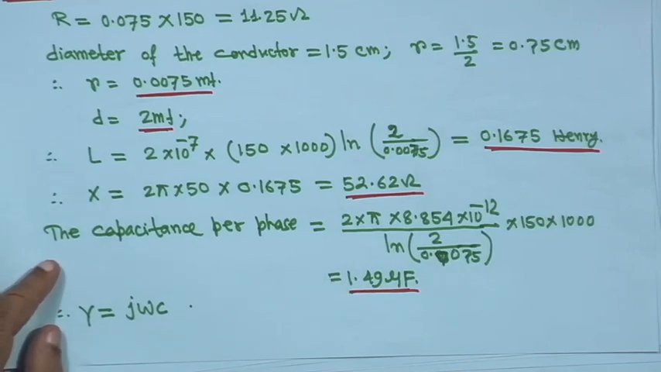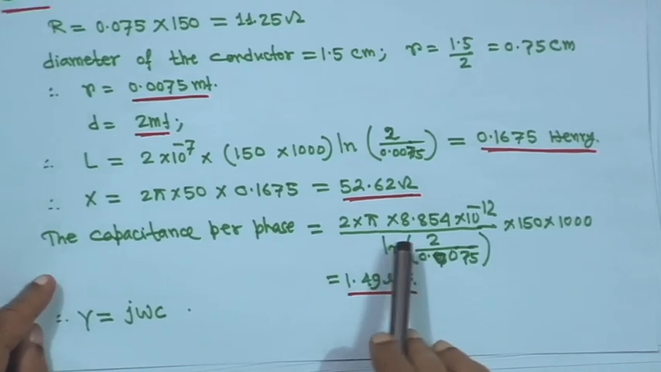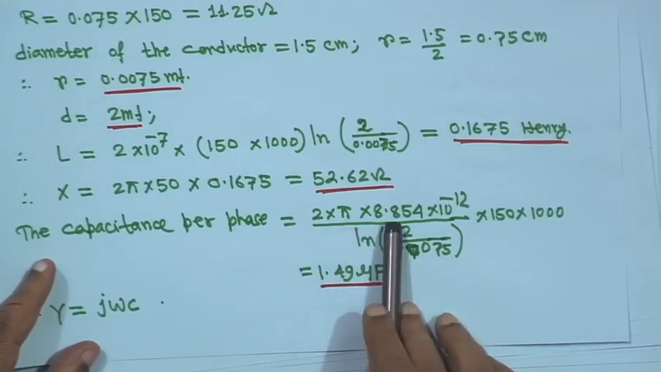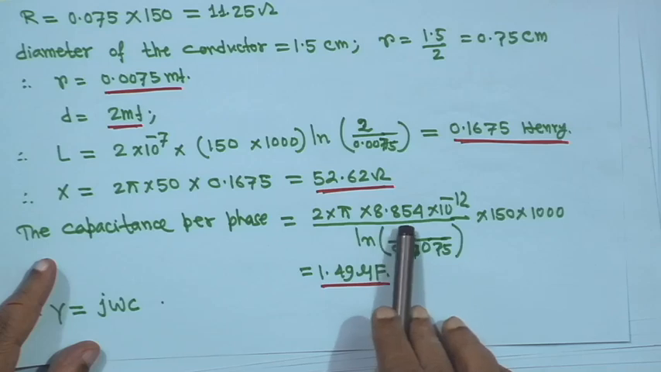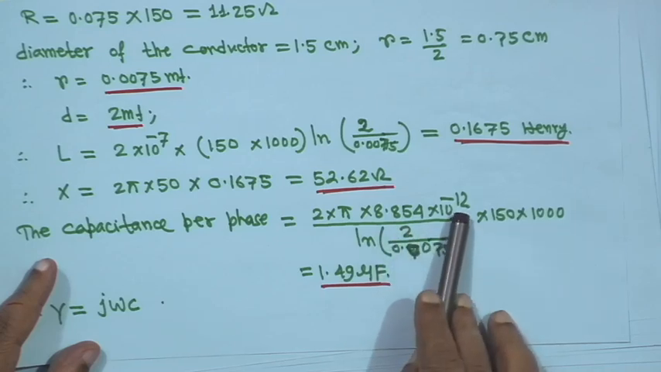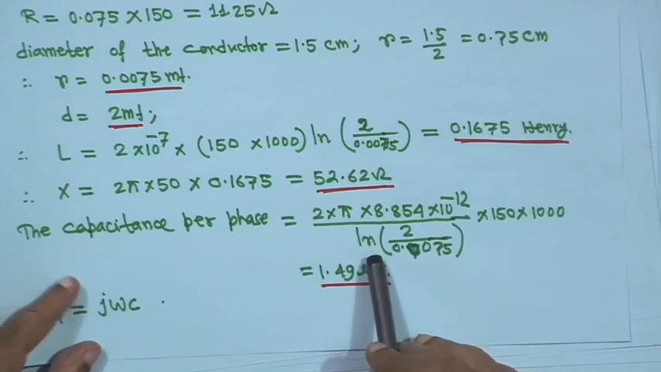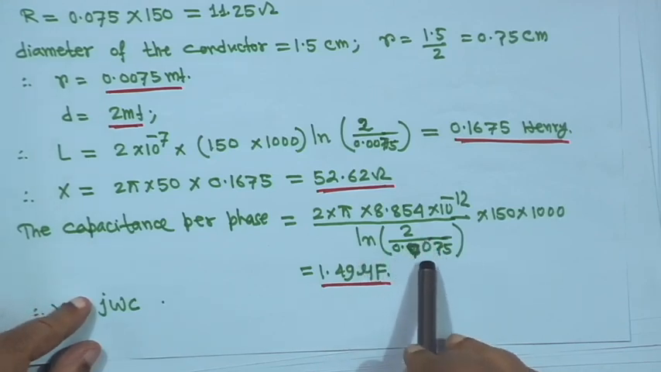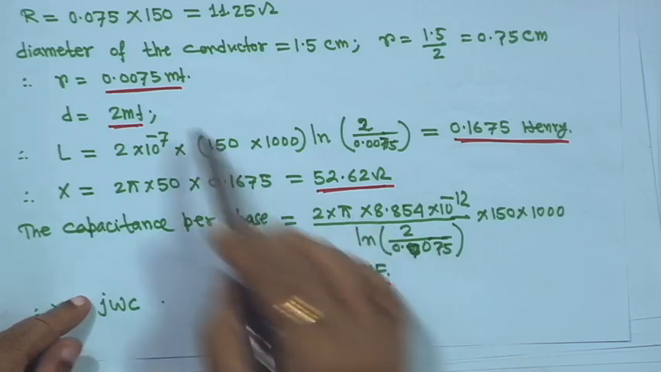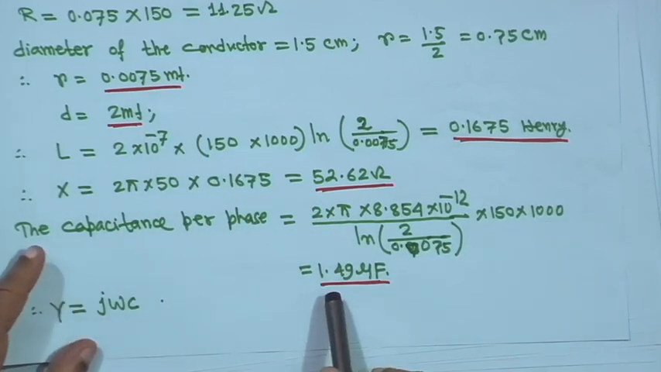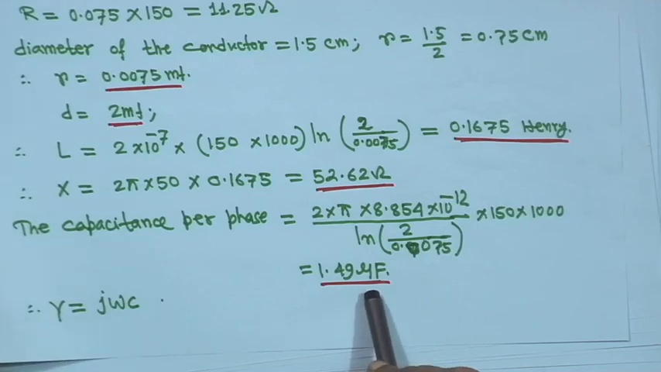So, you have to consider charging capacitance. Directly go to the capacitance chapter, it is 2 pi epsilon 0. So, 2 pi 8.854 into 10 to the power -12 farad per meter, this is epsilon 0, divided by natural log ln 2 upon 0.0075, into 150 into 1000, it comes 1.49 microfarad after calculation.